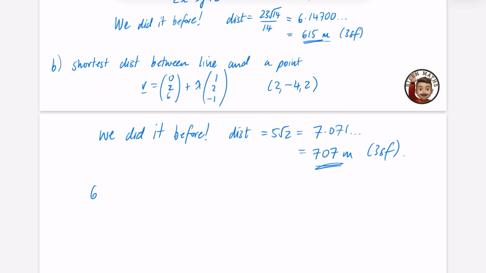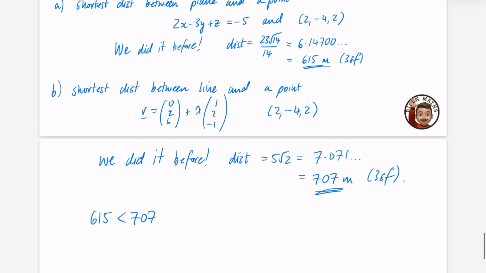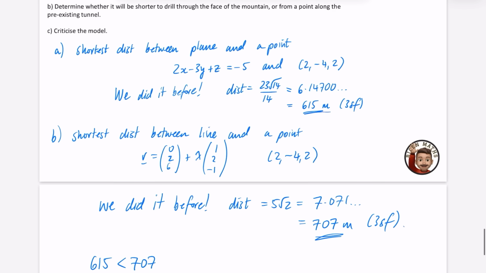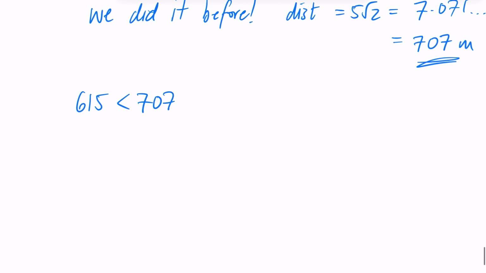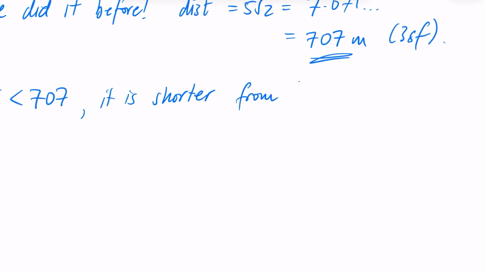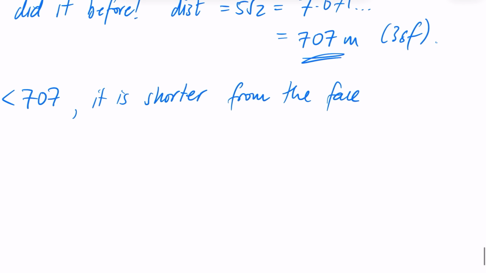So because 615 is shorter than 707, it's going to be quicker to go from the mountain than it is to go from the tunnel. It's going to be shorter to drill through the face of the mountain. So I can say, as 615 is less than 707, it is shorter from the face of the mountain.